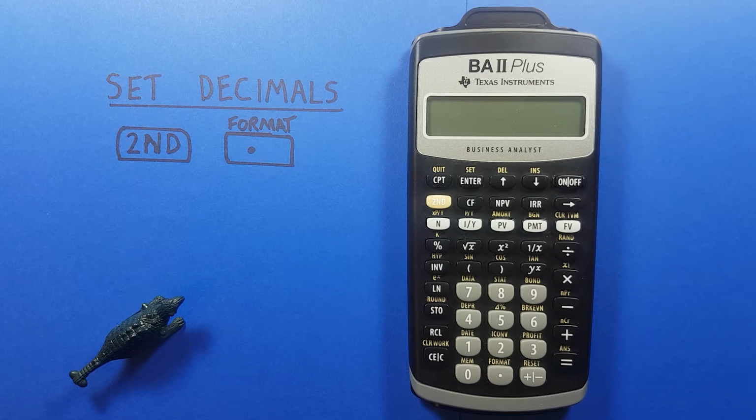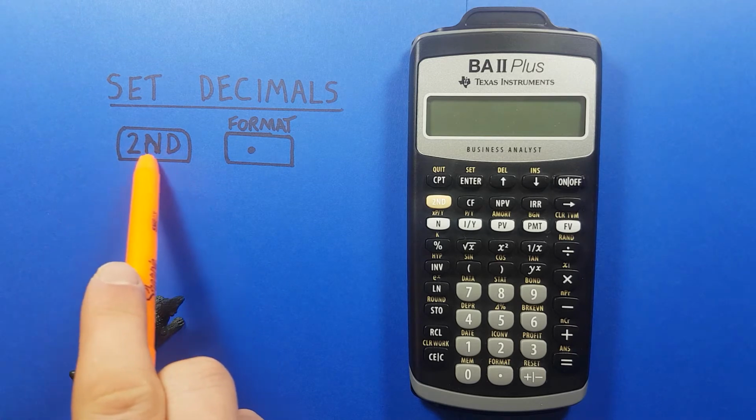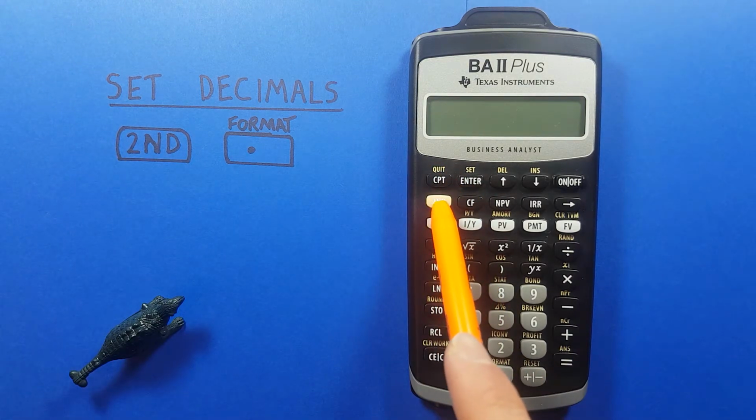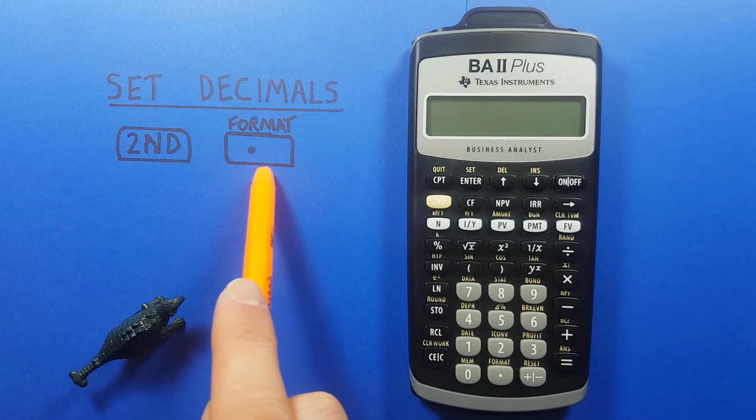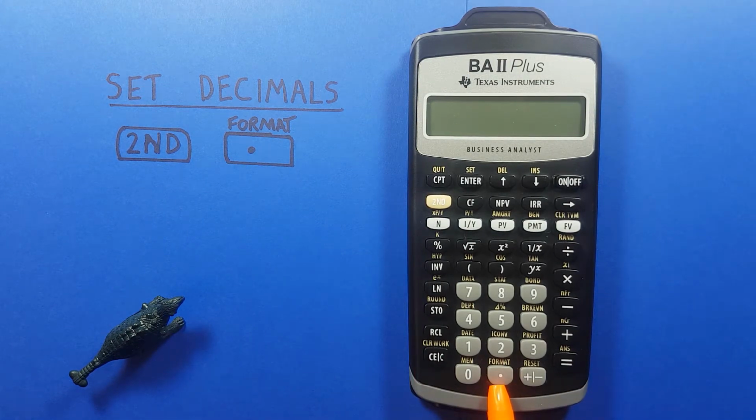I'm Rick, and today we're going to have a look at how we can set decimal places on the BA II Plus Texas Instruments Financial Calculator. To do this, we'll be using the second function key that looks like this, located here, and the decimal key with the second function of format that looks like this, located down here.